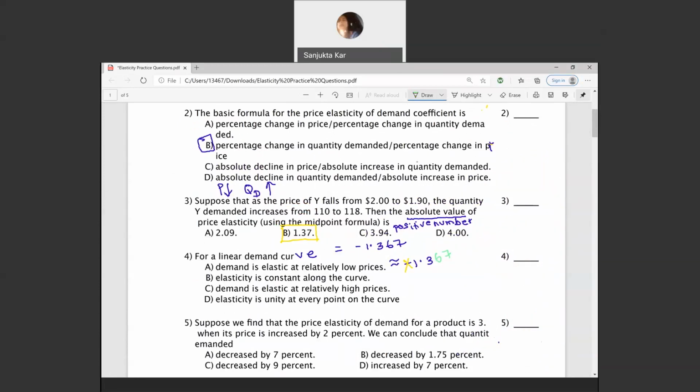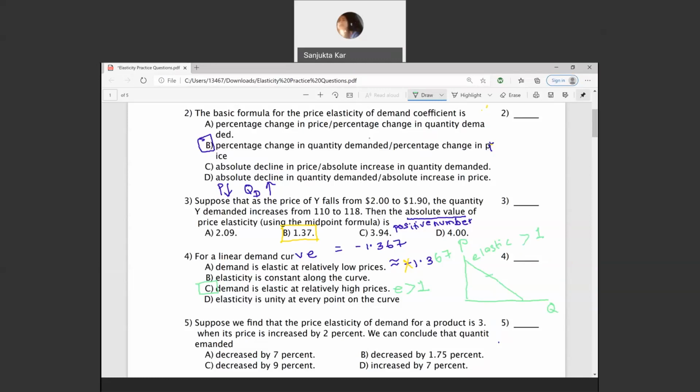Question number 4. For a linear demand curve, demand is elastic at relatively high prices. Elastic means the coefficient of elasticity of demand has got to be greater than 1. So if I take a linear demand curve, quantity on the horizontal axis, price on the vertical axis, the top part will be elastic, the value of elasticity of demand greater than 1.